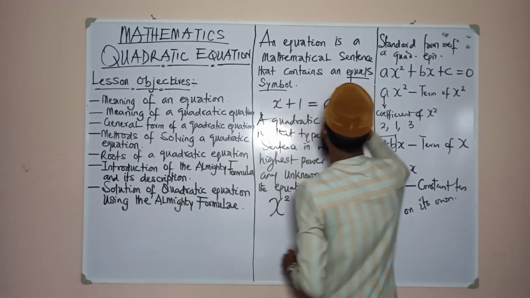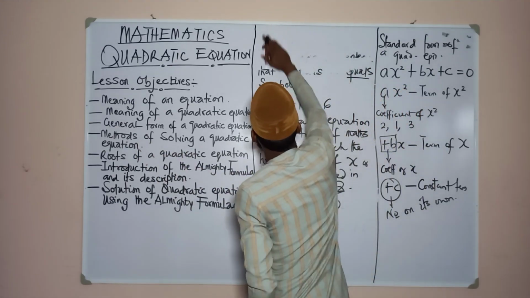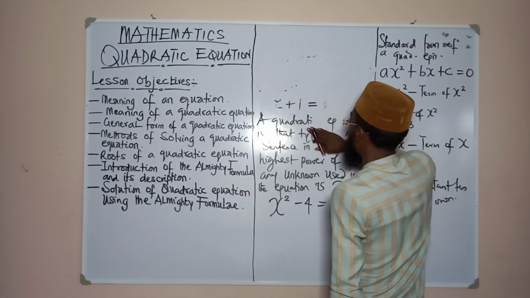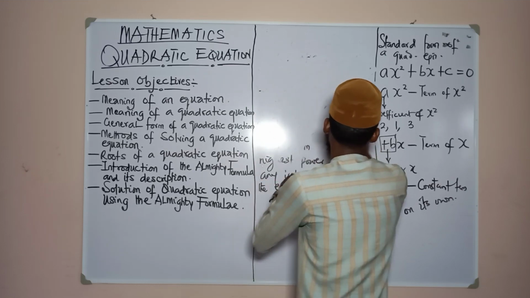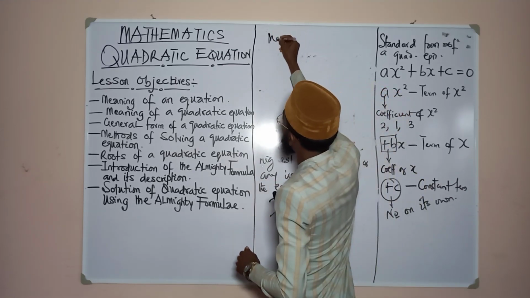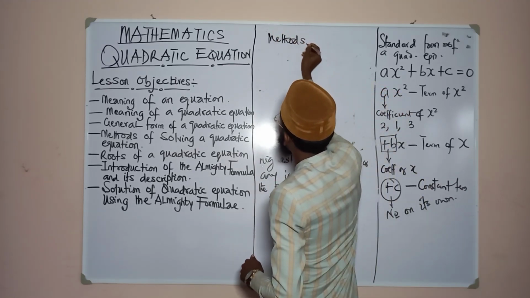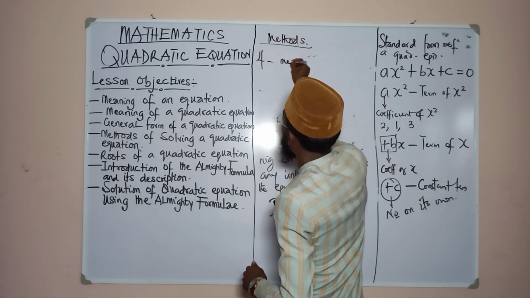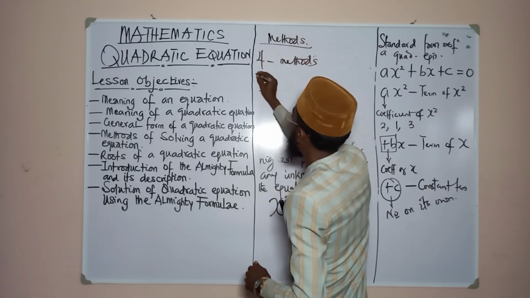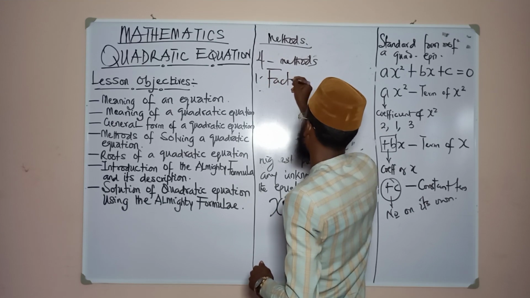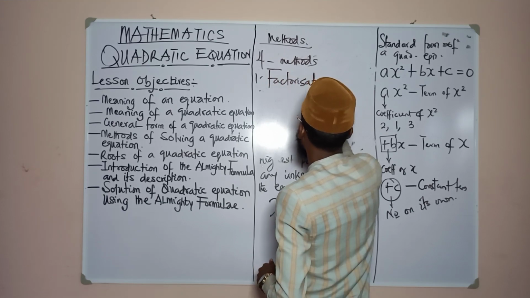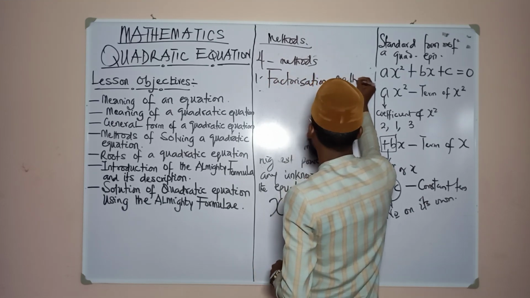We go over to the methods of solving a quadratic equation. Methods. There are basically 4 methods. The first one is called the factorization method.